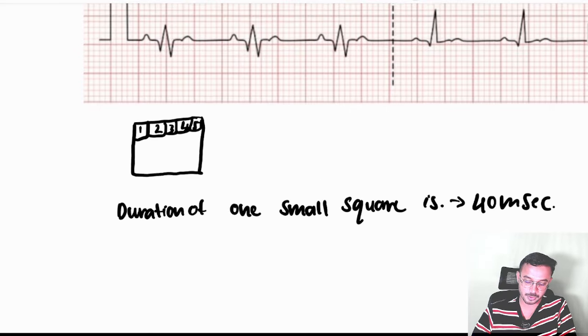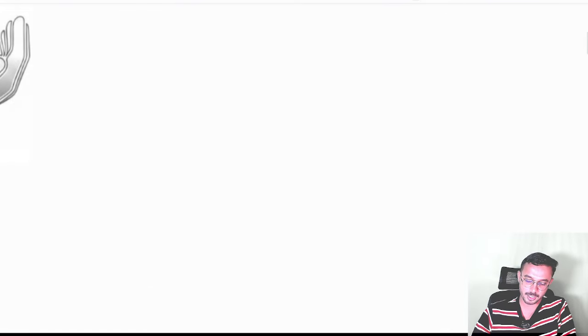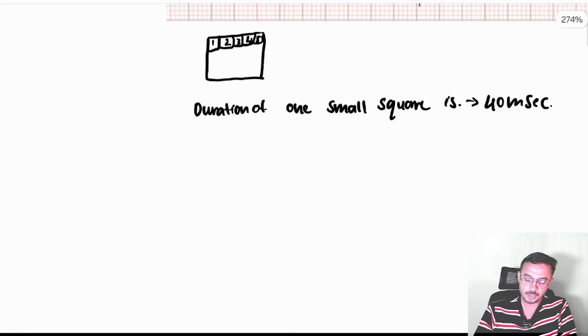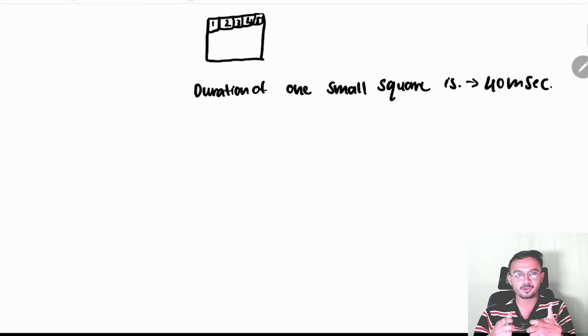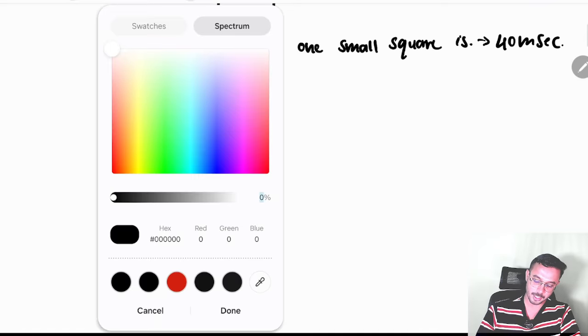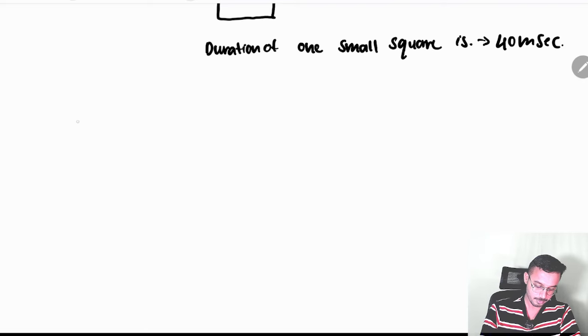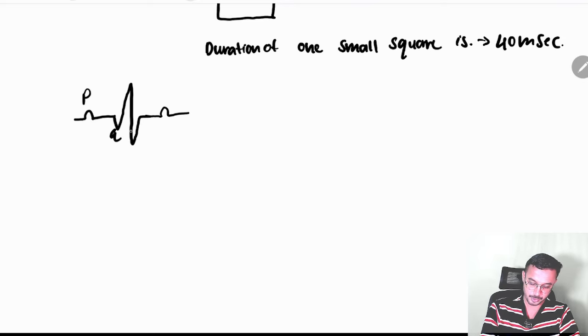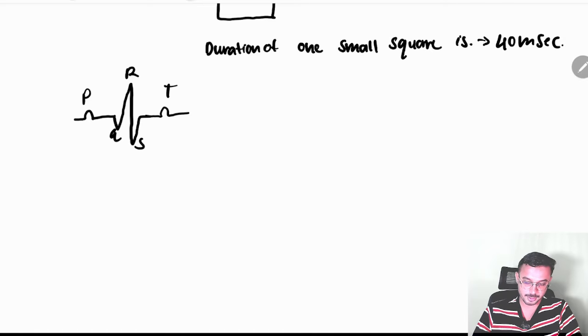Let's begin our discussion. If you take the ECG, we all know the P wave, Q wave, R and S, the QRS complex, and the T wave. Let's discuss how they get generated. Let me hand draw a normal ECG for you. This is the P wave, then Q, R, S and T wave. This is the normal ECG.